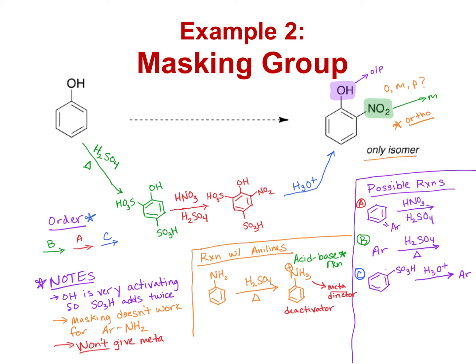Even if we were to somehow cover up all three of the spots, both orthos and the para, it would still not want to go there because then it would be so deactivated, it wouldn't be reactive enough to go there. So you're never going to get a meta product using a masking group, so don't try that.